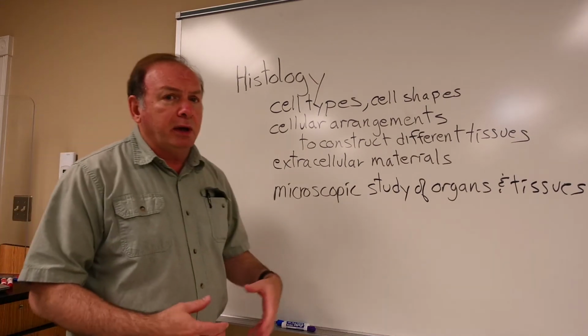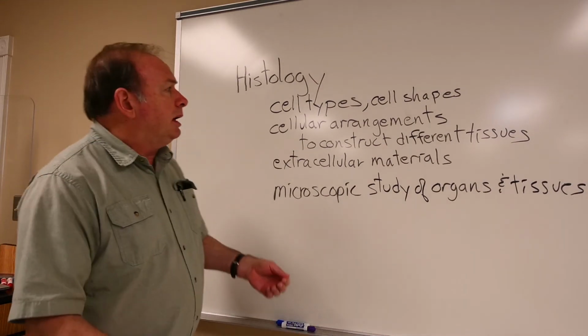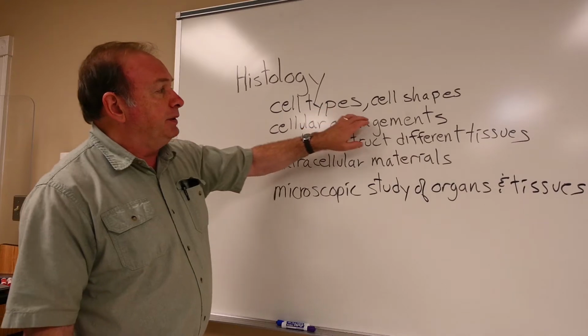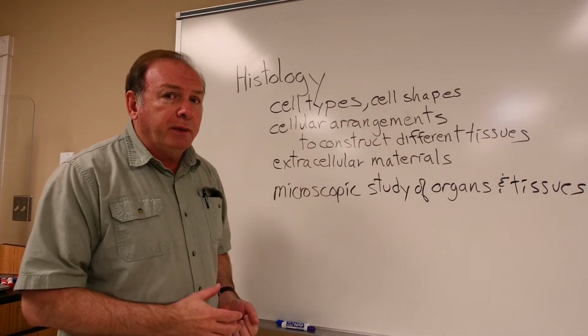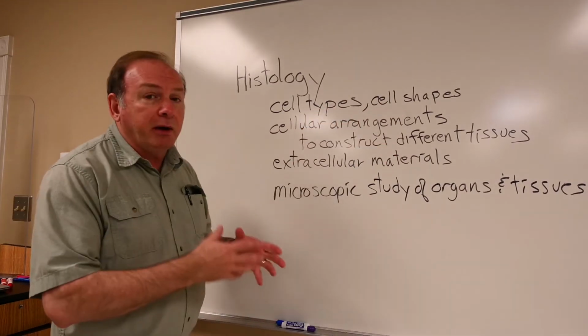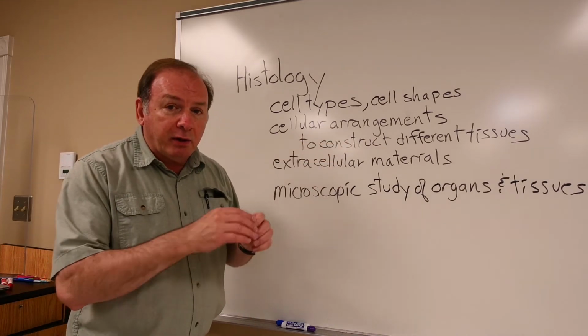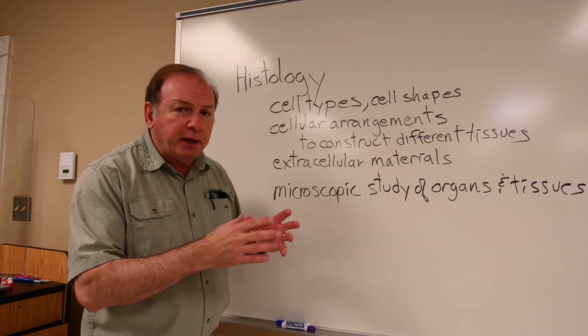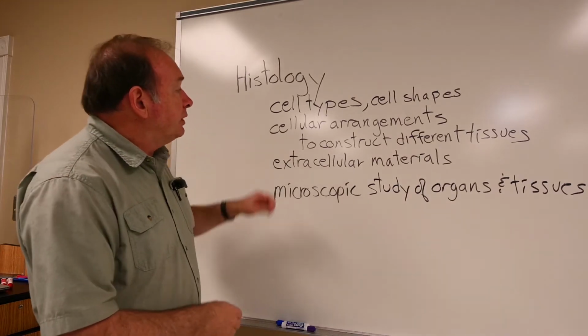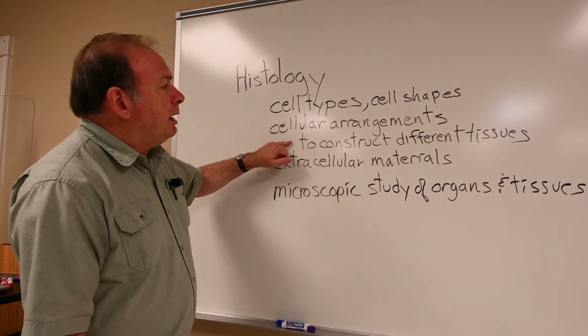Histology is generally thought of as the study of tissues. Specifically, you're looking at all the different cell types and cell shapes that make up your different tissues, how they're arranged, your cellular arrangement. Are they packed tight together? Are they in rows? Or how are they joined together? The connections between cells.